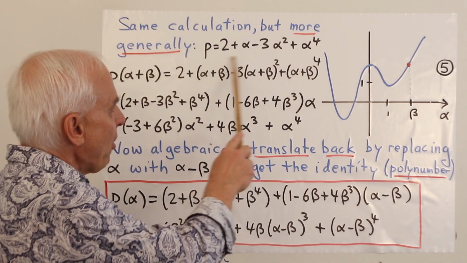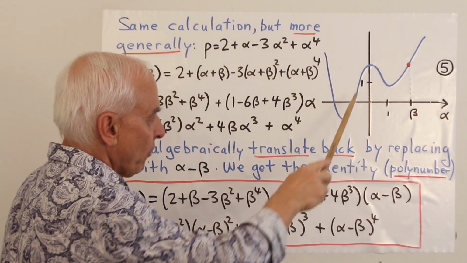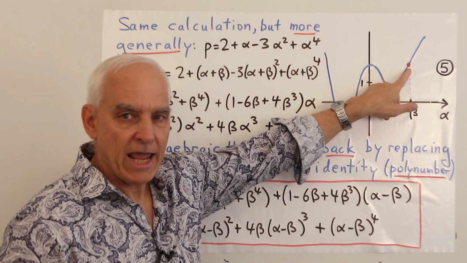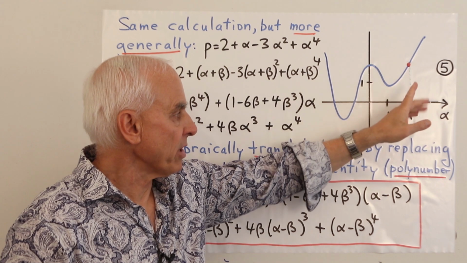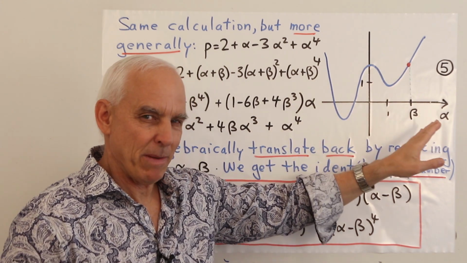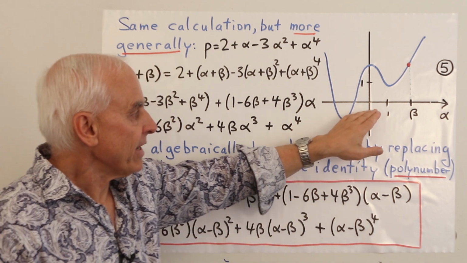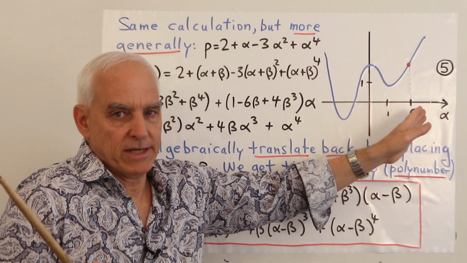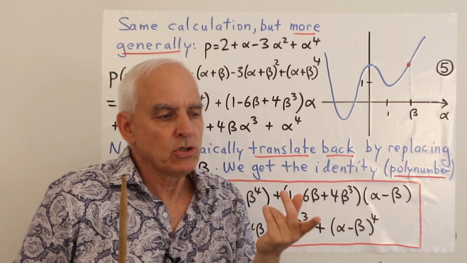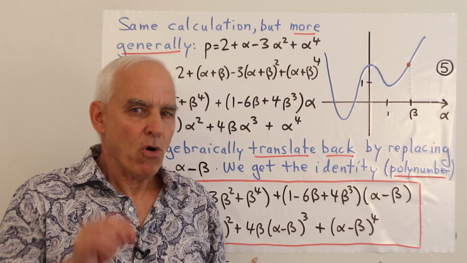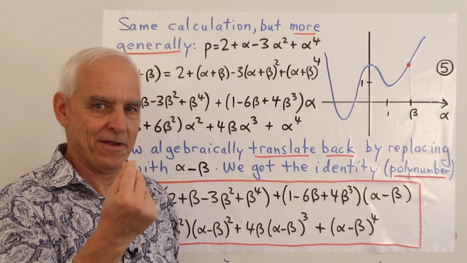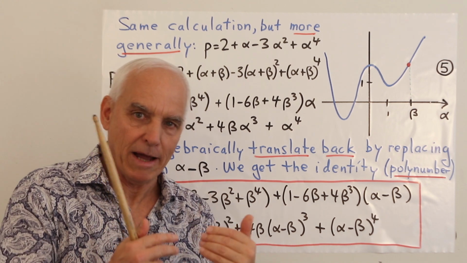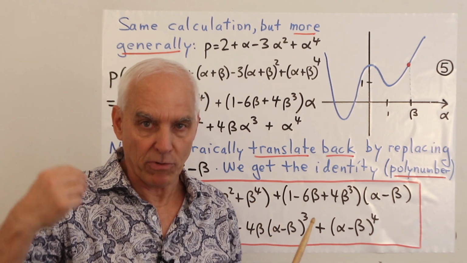So we'll start with the same polynumber, 2 plus alpha minus 3 alpha squared plus alpha to the fourth, graph something like this. And now we're thinking about, well, what is the local behavior of this graph at some arbitrary point where the x coordinate, or maybe the alpha coordinate, maybe a little bit more appropriate, is beta. Before it was 1 in that previous example. What if it's just a general point, beta? What happens? So we want to do the same calculation that we just did, but more powerfully with a general number, in other words, a variable number, or better yet, a polynumber replacing a particular number value.